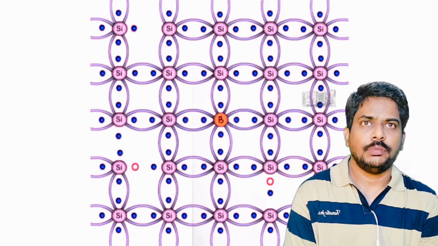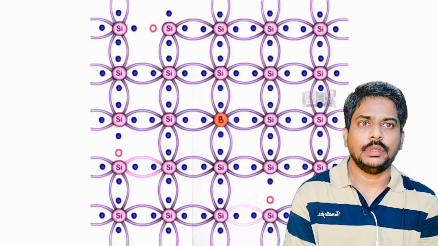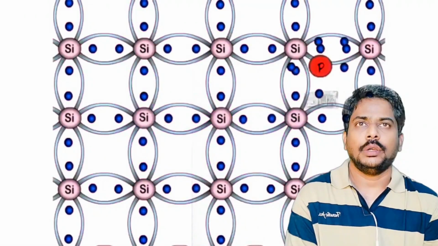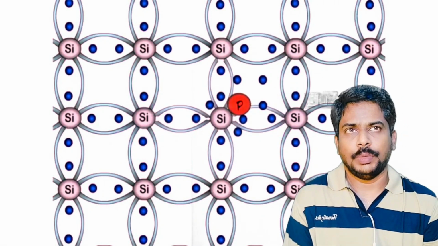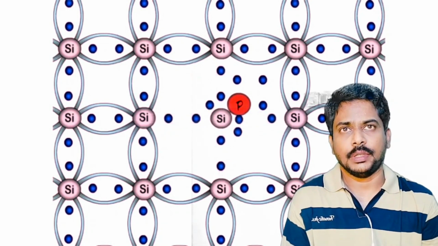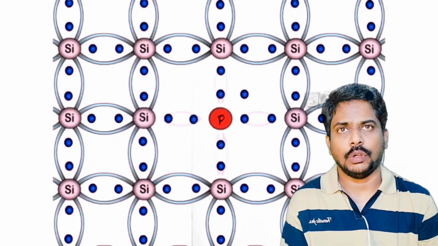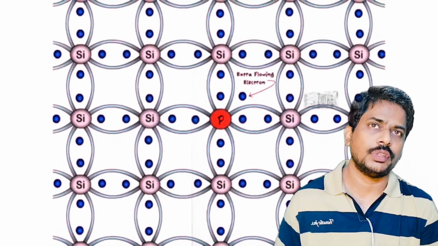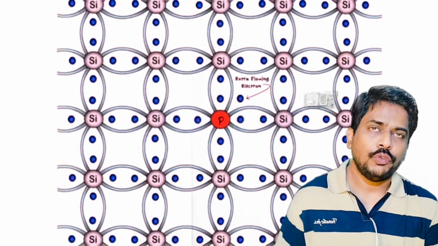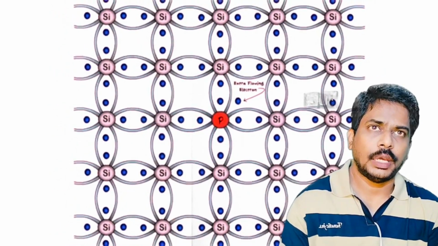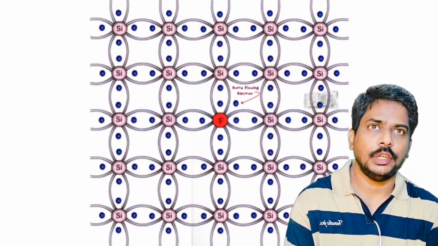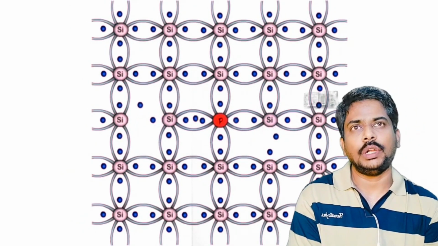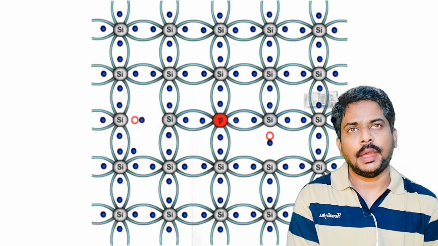So this is the trivalent impurity where I am adding the boron to the semiconductor material like silicon. Now I am adding a 5th group element like phosphorus to the semiconductor like silicon, where one silicon atom is replaced with phosphorus, which has 5 electrons in its outermost shell. So 4 electrons will automatically form a covalent bond with the adjacent silicon atoms, but 1 electron is left. This extra electron will contribute to the electricity, excess electricity.